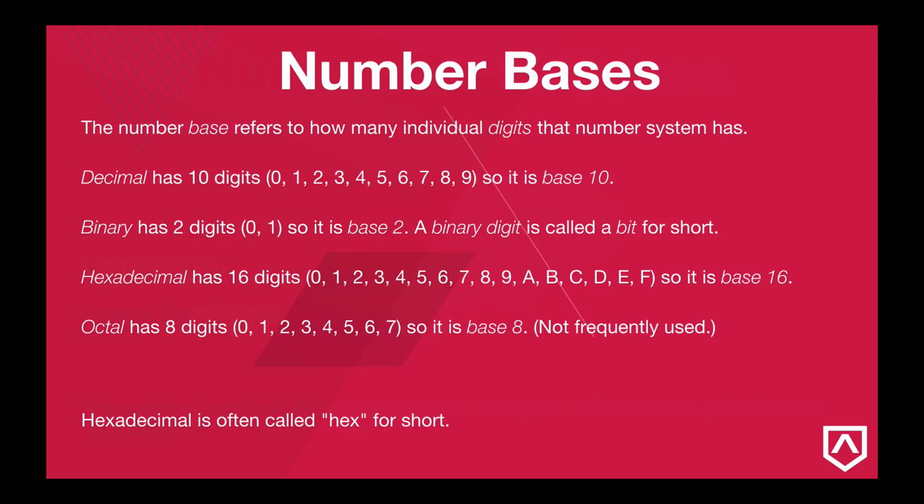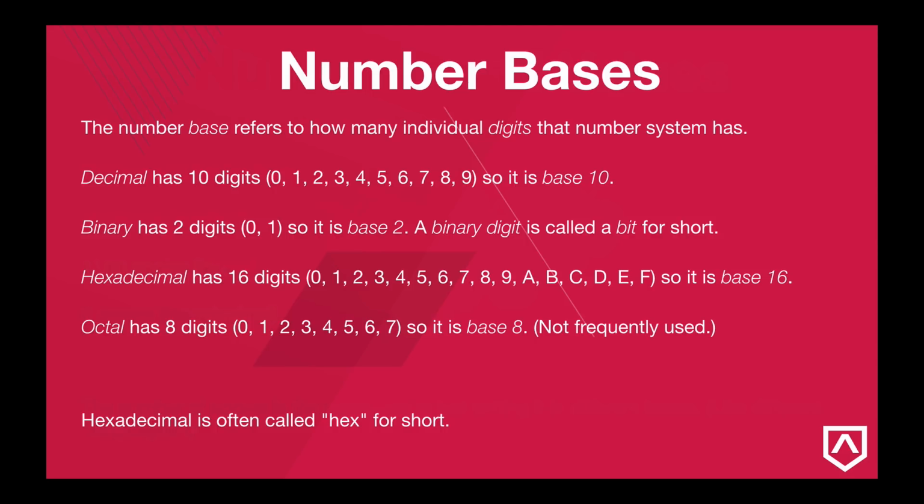We say that this is a base 10 numbering system. The base refers to the number of digits that we have at our disposal. And we have 10 of them, 0 through 9. Binary is the other numbering system that we've all heard about with computers, and it has 2 digits, 0 and 1, so it's base 2. And in case you didn't know what bit stood for, it's short for binary digit. We'll get more into that later.